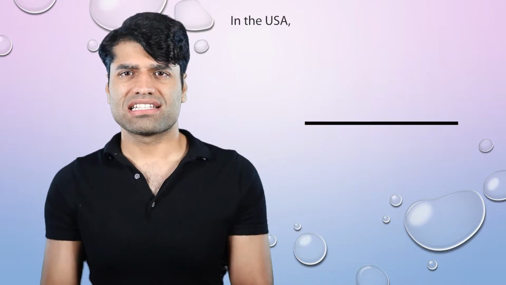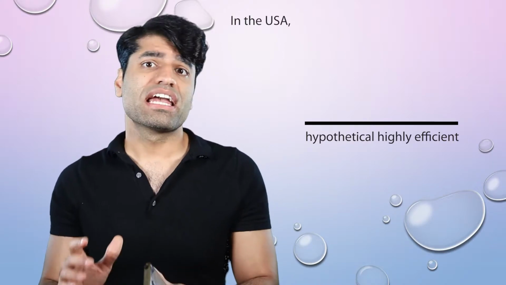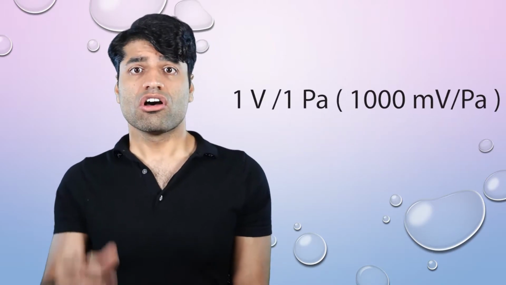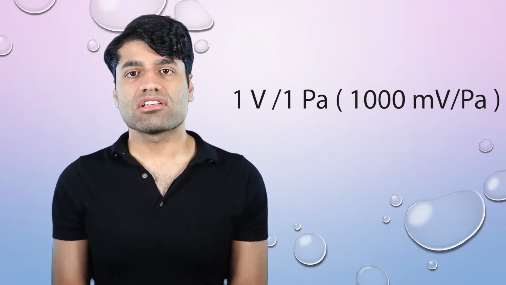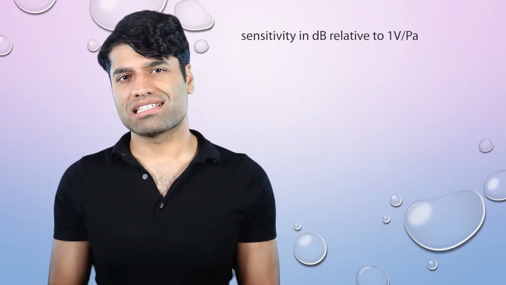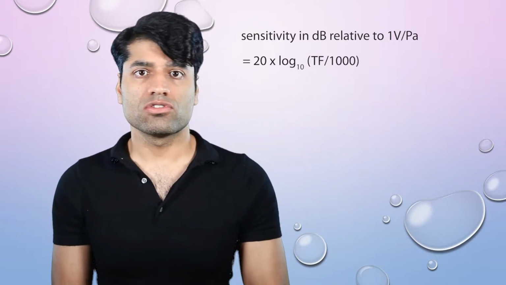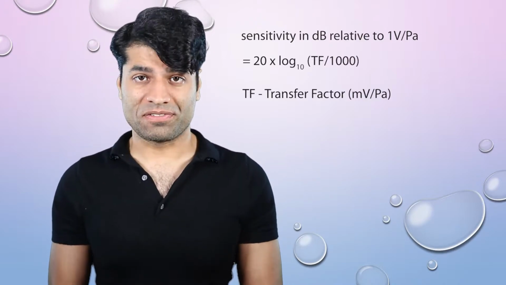In the USA, the sensitivity is a comparison between a hypothetically highly efficient microphone and the transfer factor. The highly efficient microphone is assumed to produce 1 volt for 1 Pascal applied pressure, which is the same as 1000 millivolt per Pascal. Therefore, sensitivity in decibel relative to 1 volt per Pascal is equal to 20 times log to the base 10 of the transfer factor divided by 1000.